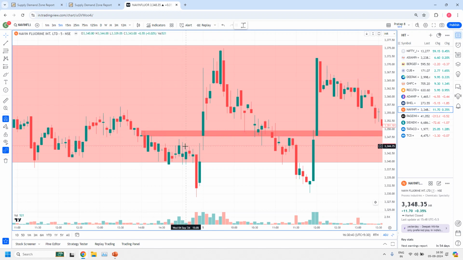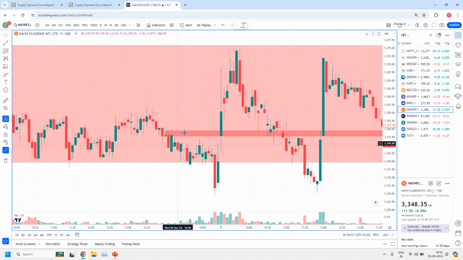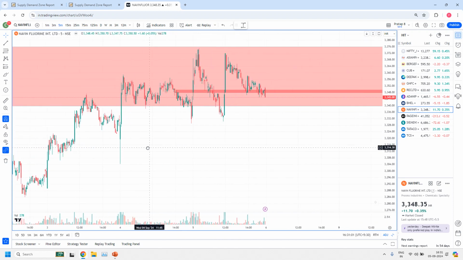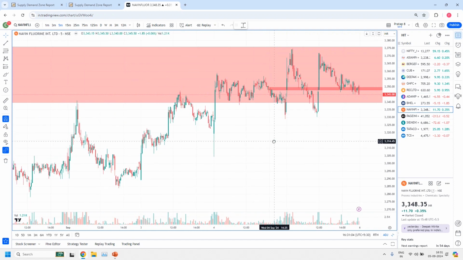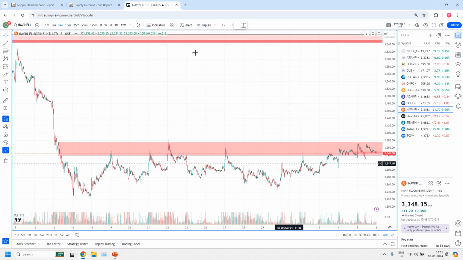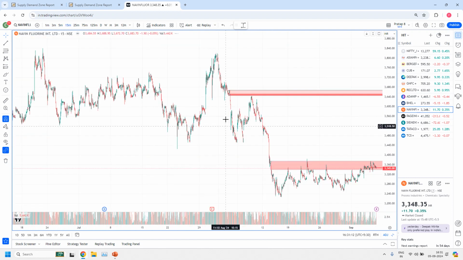See, the beauty of supply demand zones: when you get the profit, you get a huge profit. When you get the loss, you get a very minimal loss. But even if you got the loss, still you will get the profit. How you will get the profit, that we are going to learn. I am going to teach you those concepts now. First, I have to show you the 15-minute zone.